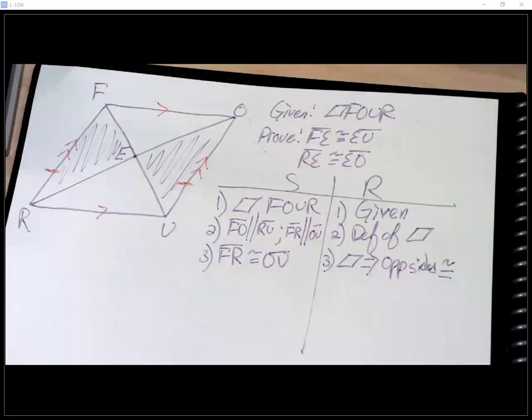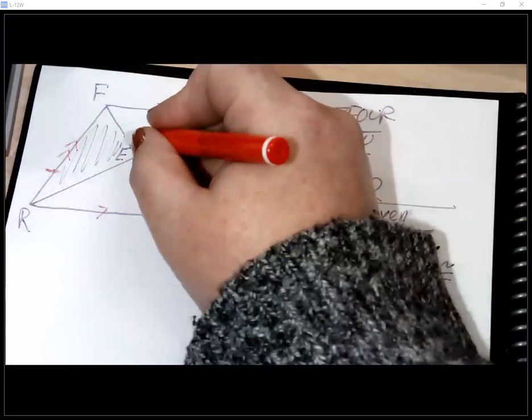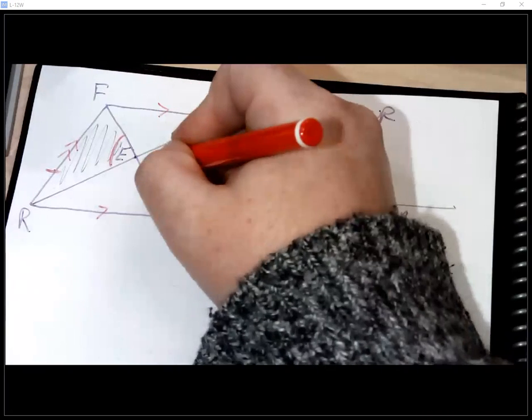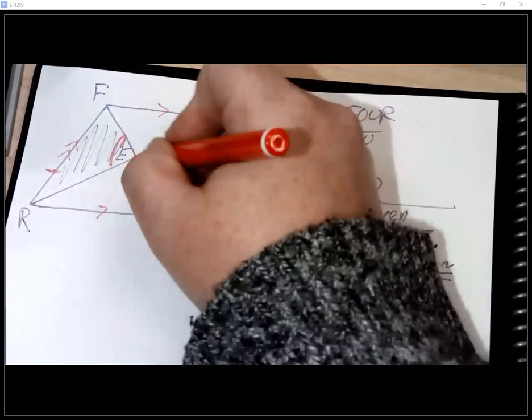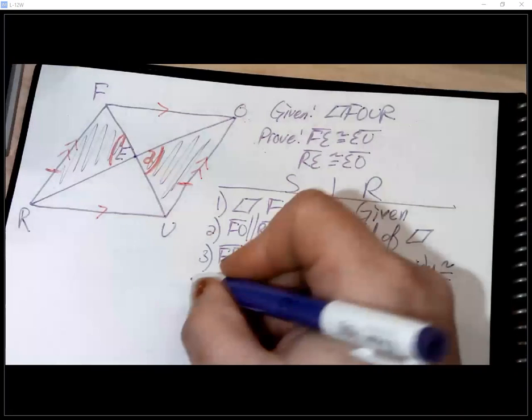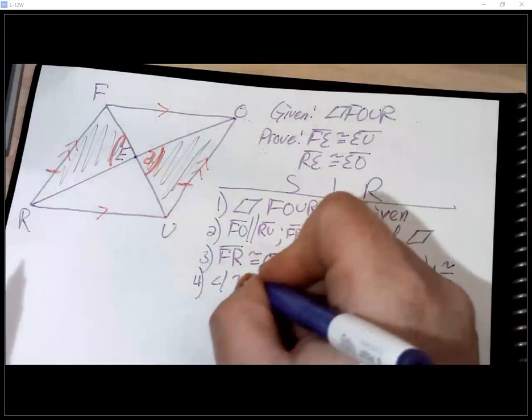Go ahead, Sam. You say the vertical angles. Great idea. Let's do the vertical angles. So I'm going to be lazy and put numbers in these. So there's angle one and there's angle two. So I'll say angle one is equal to angle two because they're vertical.